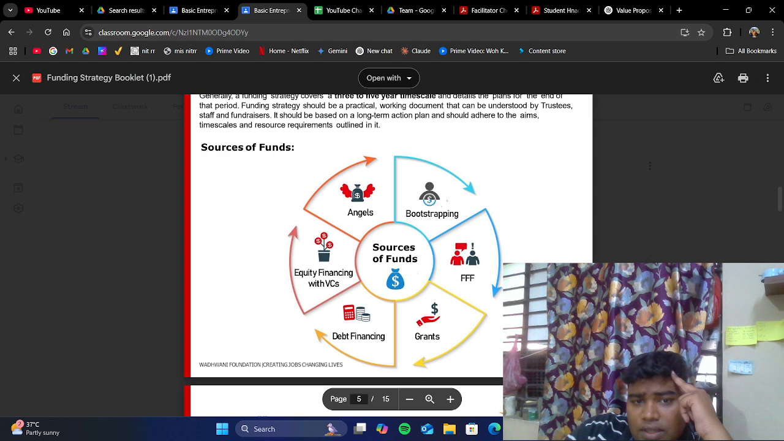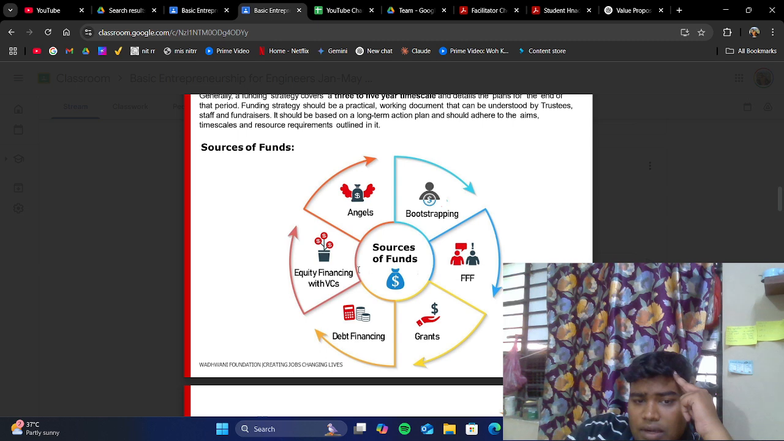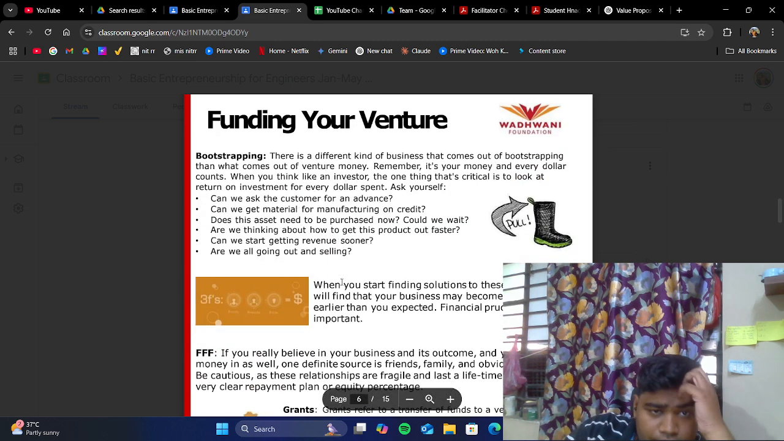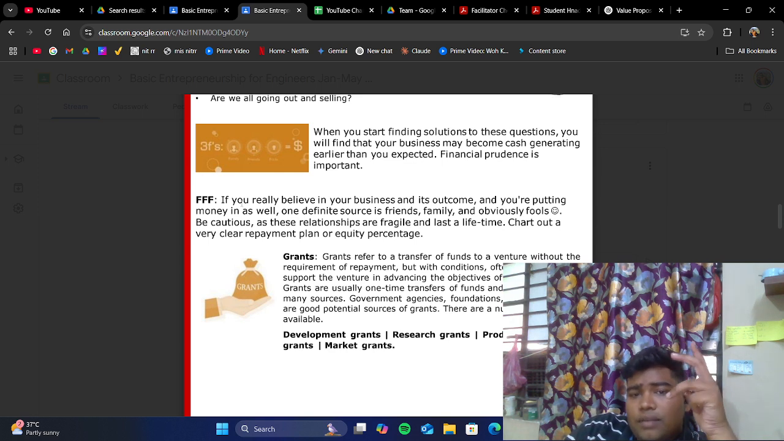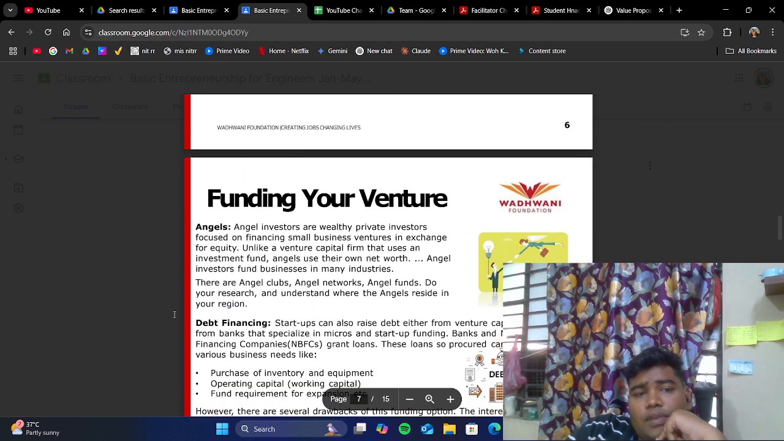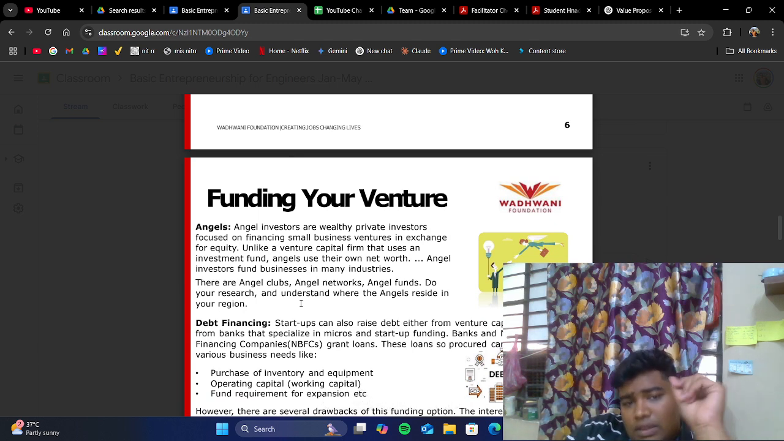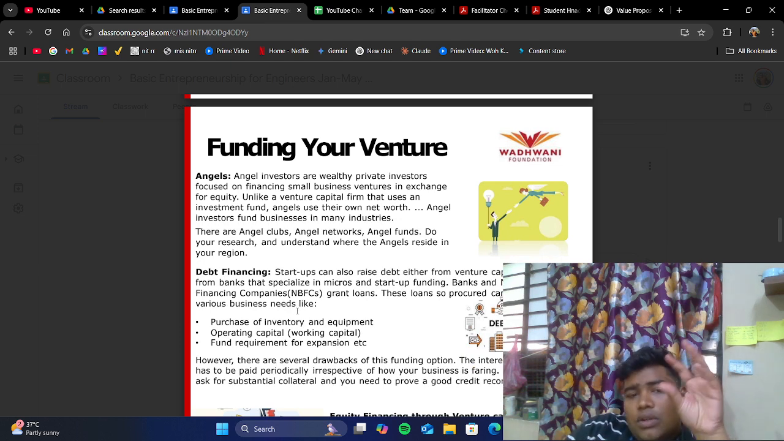So the sources of funding are angels, bootstrapping, friends and family, grants, debt financing, equity. Bootstrapping is when you put in your own money. FFF is friends, family, and fools who put money in your venture. Grants are a transfer of funds to your venture, often with conditions, in order to support the venture in advancing the objective of the grantee. Angel investors are wealthy private investors focused on financing small businesses in exchange for equity. Debt financing is where you take a loan from venture lenders or banks that specialize in micro and startup funding.